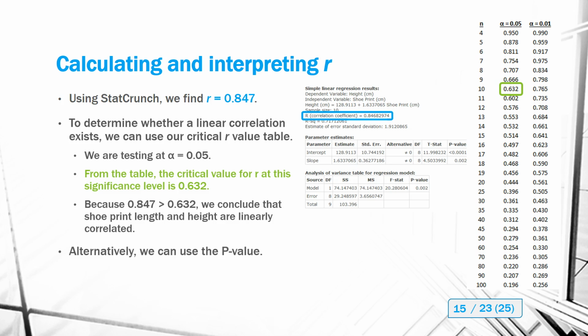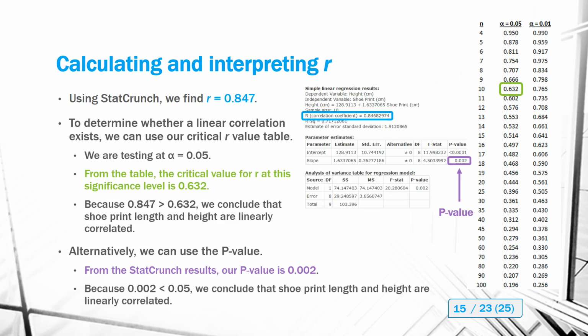Now, alternatively, we can use the p-value. Again, the p-value we can get from the results window from StatCrunch. So if you look back at the results window, the p-value is going to be 0.002. Where is it located in the results window? It's located right here, at the very end, 0.002. This is the p-value that we're going to use for our R interpretation.